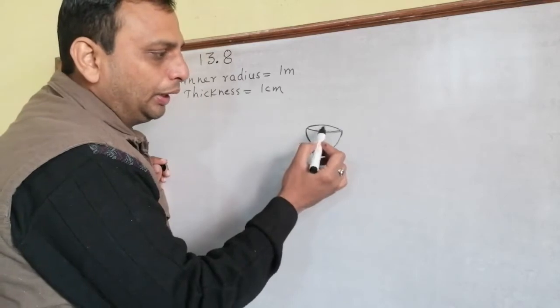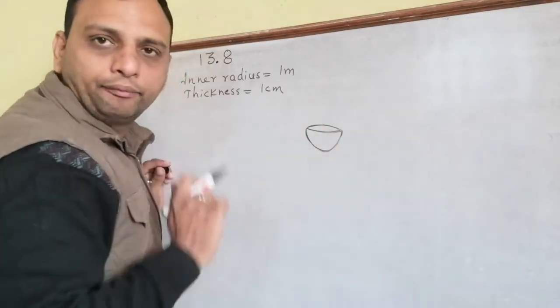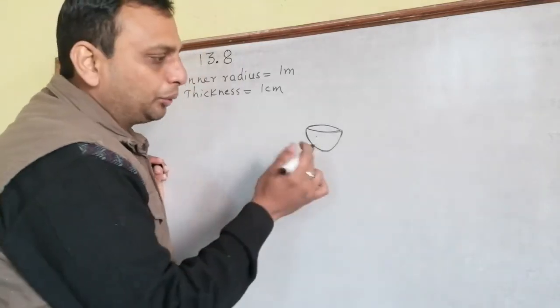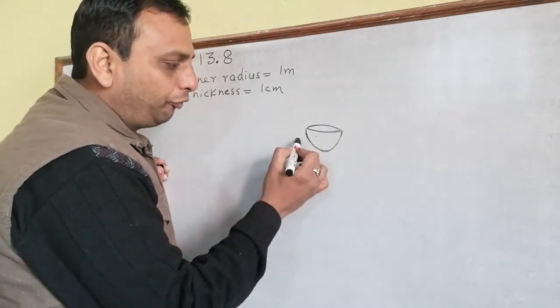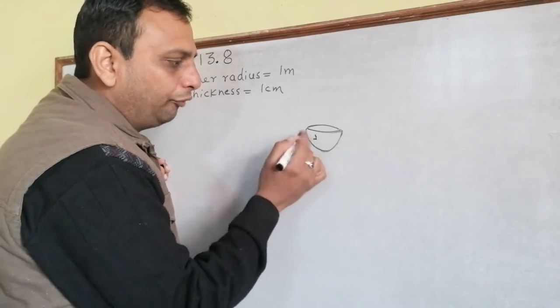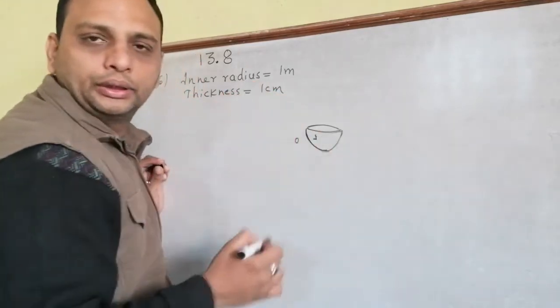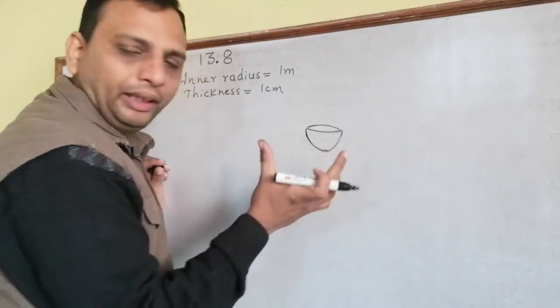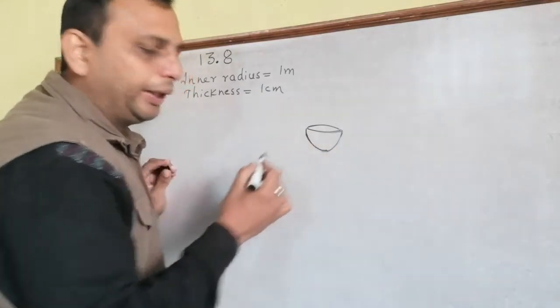So we will find the volume of the entire hemisphere, then we will find the volume of the inner hemisphere. If we subtract the inner volume from the outer volume, we will get the volume of the metal part, that is the iron part.